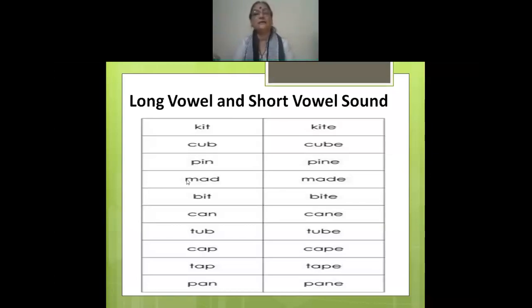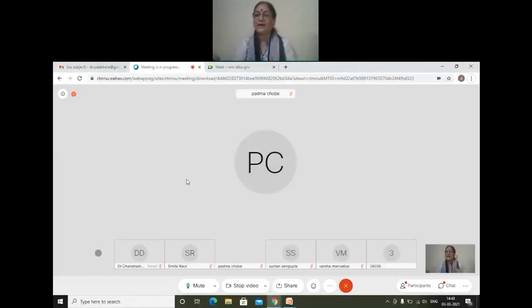And how does it taste? So one is a short vowel sound and one is a long vowel sound. So there is a difference. और ये हमें समझना बहुत important है because this will help us in understanding spelling better.